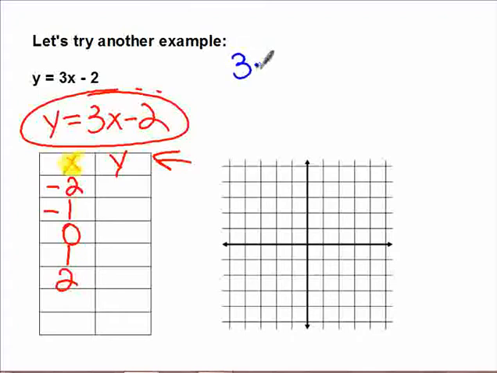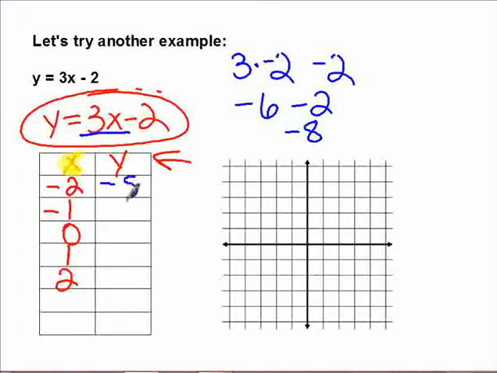So 3 times x, because the equation says 3x. Instead of multiplying 3 by x, I know that x is negative 2. So I would write this as 3 times negative 2 minus 2. This is where we need to make sure we remember our integers. 3 times negative 2 is negative 6. Negative 6 minus 2 is negative 8. So the y value for negative 2 will actually be negative 8.